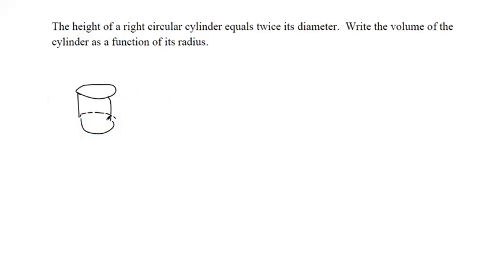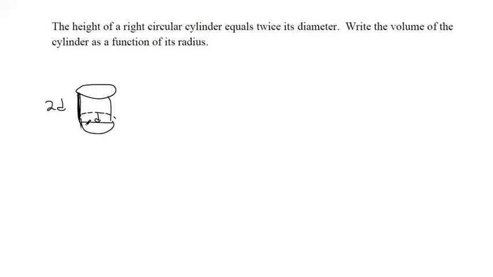Okay, the cylinder doesn't matter. That's a right cylinder. It's a soda can. Okay. The height. So this part right here. The height is always the part that makes a right angle with the base, which is a circle. It equals twice the diameter. So the height is 2 times the diameter, we could say. The diameter is this distance all the way across.